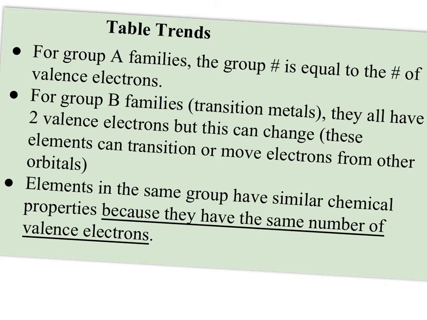Elements in the same group tend to have similar chemical properties, and that's because they have the same number of valence electrons. No coincidence.